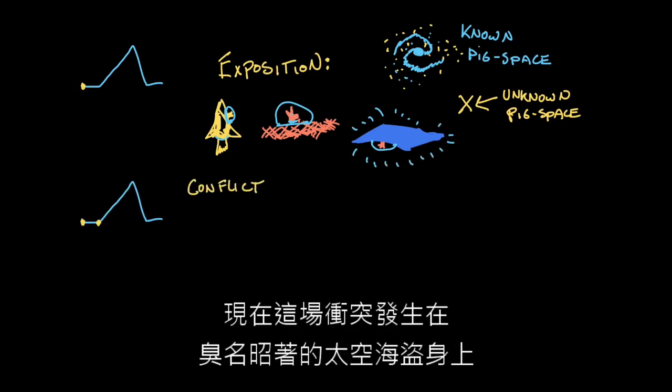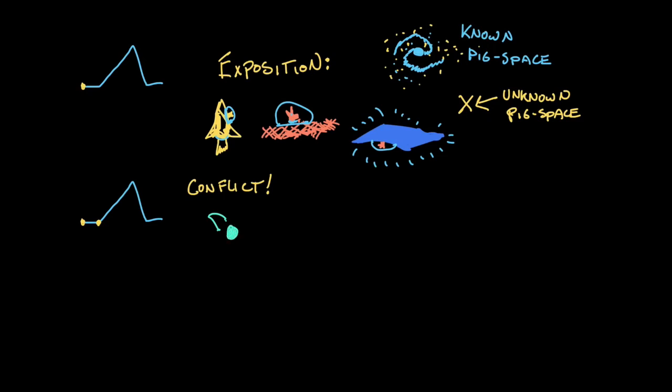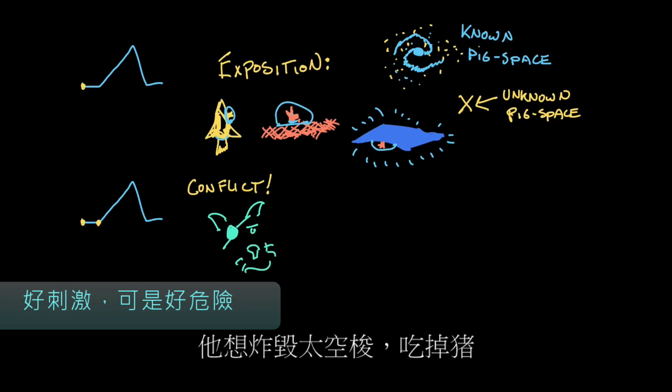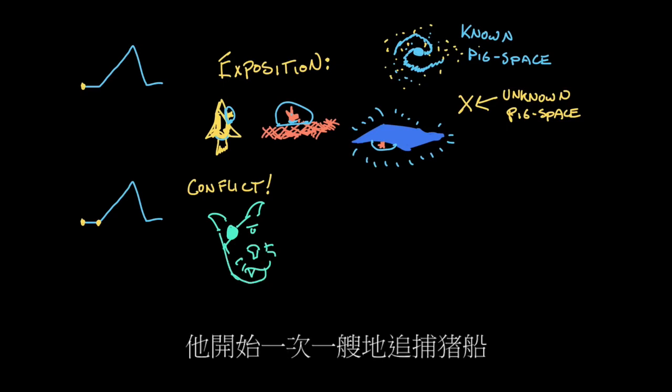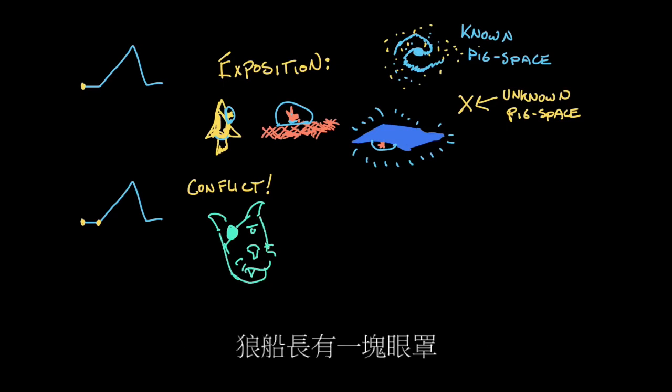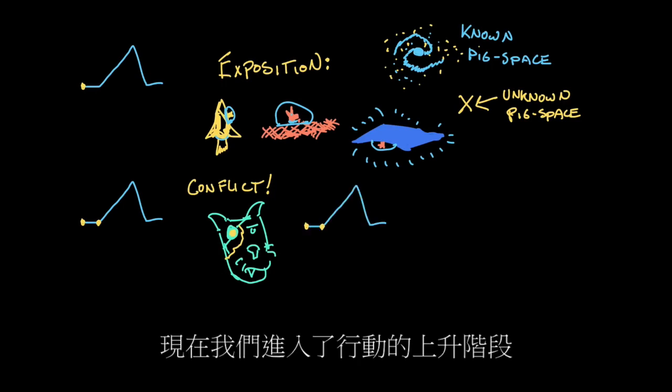Now, the conflict. Along comes the notorious space pirate, Captain Wolf. He's big, he's bad, he wants to blow up the spaceships and eat the pigs. He begins hunting down the pig ships one at a time. I think Captain Wolf has an eye patch. No, he has a cyber eye. He's part robot. And now we enter our rising action phase.